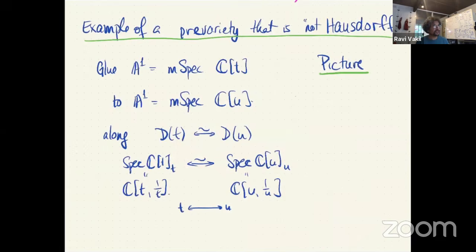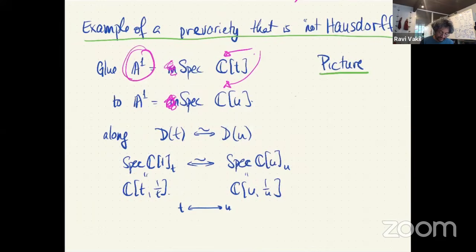Here's something which is not Hausdorff, even though we don't know what Hausdorff is. I'm going to convince you it's not Hausdorff. I won't prove it. I can't prove it because I don't know what that means. I know what it means, but you don't know what it means officially. So what I'm going to do is take two copies of the line. And also, I should say, this is the complex numbers. There's nothing about the complex numbers that is important. You could put a field there or even an arbitrary ring.